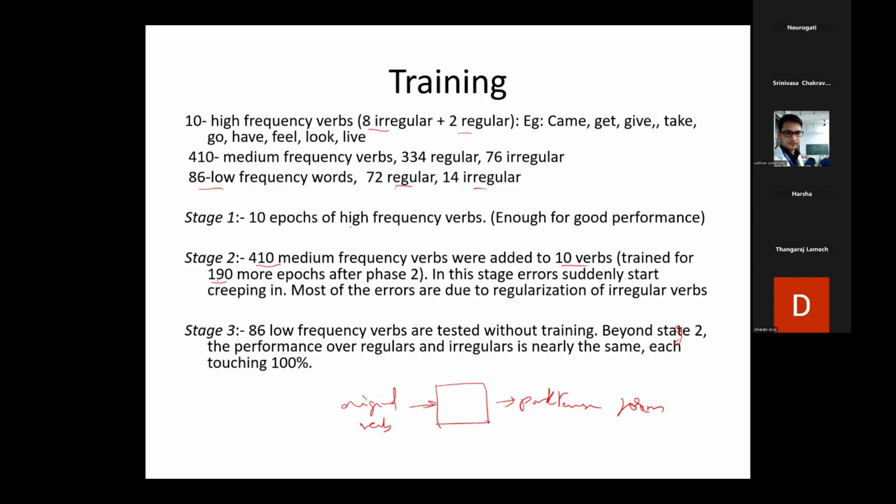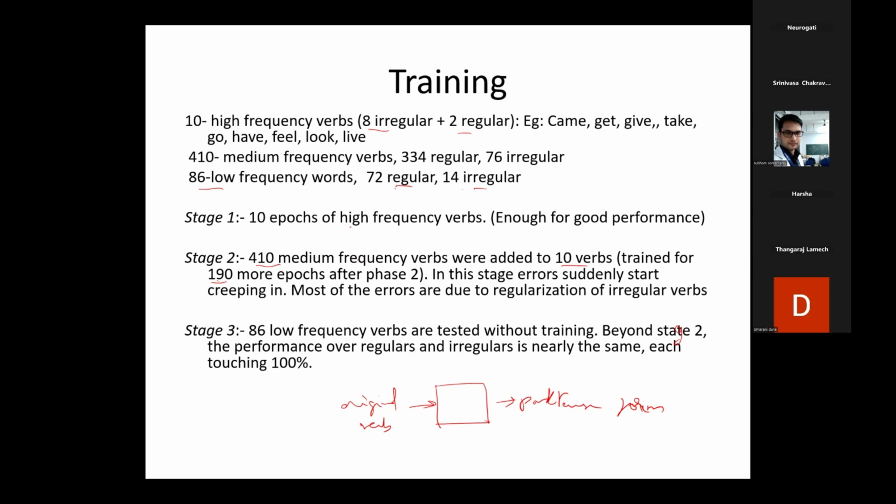So how did the training work? They've taken a simple perceptron, not even an MLP, and they've taken a bunch of verbs. A set of 10 high-frequency verbs, that is commonly used verbs like come, came, get, give, take, and all that. Then 410 medium-frequency verbs. Among them, 334 are regular and 76 are irregular. And then 86 low-frequency words. Among them, 72 are regular and 14 are irregular.